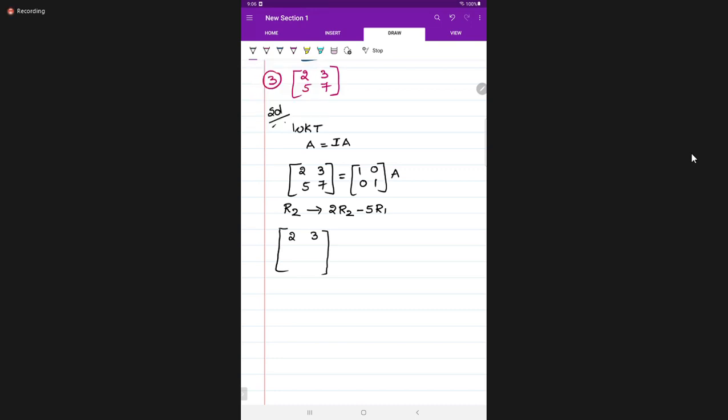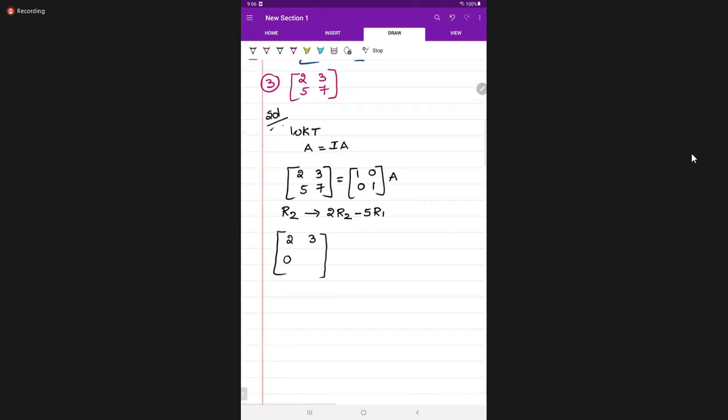Understood, all of you students? It is 0, right? Next element: 2 into 7 minus 5 into 3, that is 14 minus 15, which is minus 1. Now the second row elements of the identity side: 2 into 0 minus 5 into 1 is minus 5. Next element: 2 into 1, minus 5 into 0, it is equal to 2. Any doubts, students?